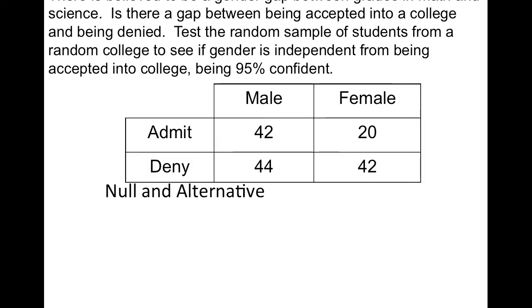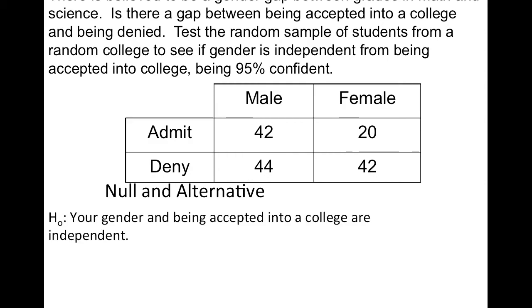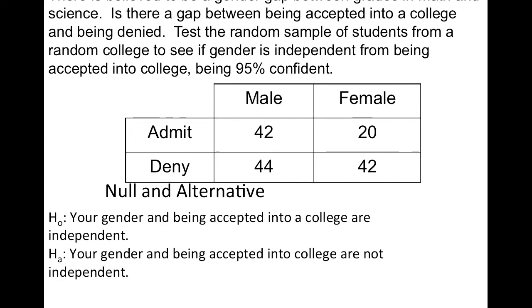So here we are looking at gender and being admitted to college. We have male, female, and then being admitted or denied into the college program. For this one, the null is: your gender and being accepted into college are independent. The alternative is: your gender and being accepted into college are not independent.